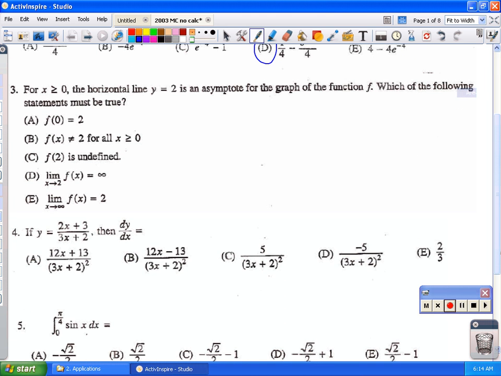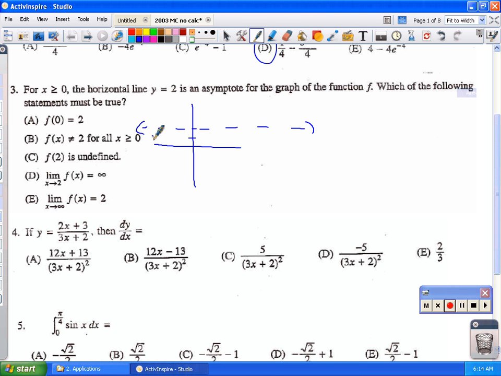Number three is an interesting question. It says for x greater than 0, to the right of 0, the horizontal line y equal to 2 is an asymptote for some mystery function. So here is the horizontal line y equal to 2, and to the right of 0, that is an asymptote, and it asks which of the following statements must be true.